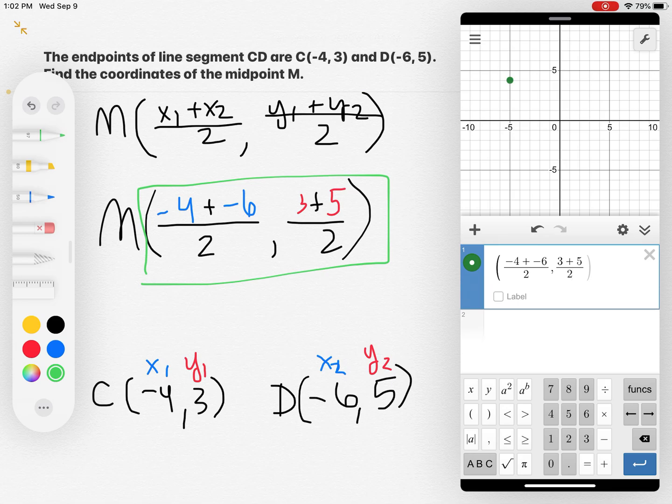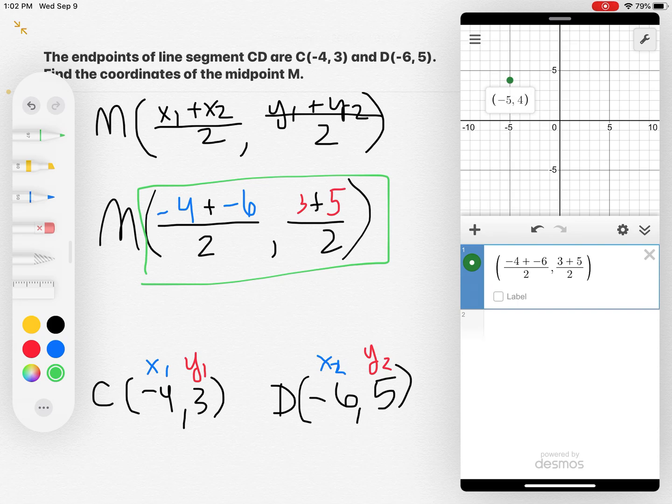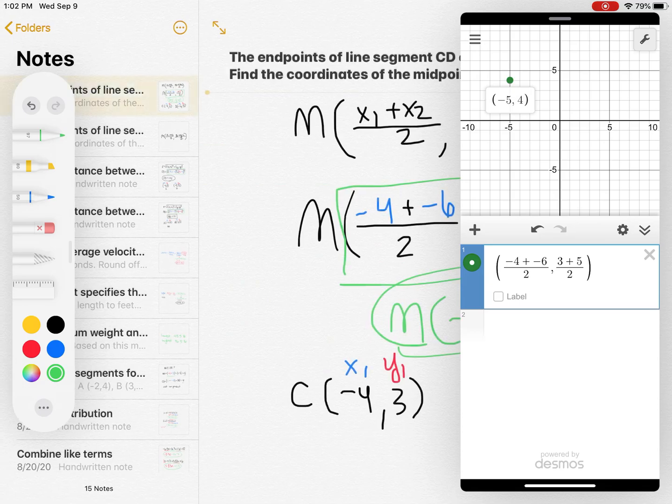What we're used to on Desmos is Desmos giving us an answer. However, this time Desmos gave us a point. But if I click on that green point, it'll give me the coordinates that our work is equal to. So our midpoint is going to be those coordinates right there, -5, 4. -5, 4 is halfway between C and D. Let's try one more.